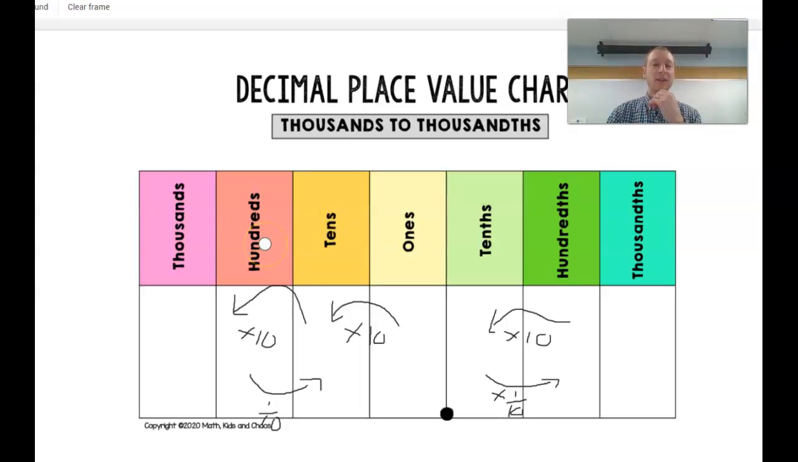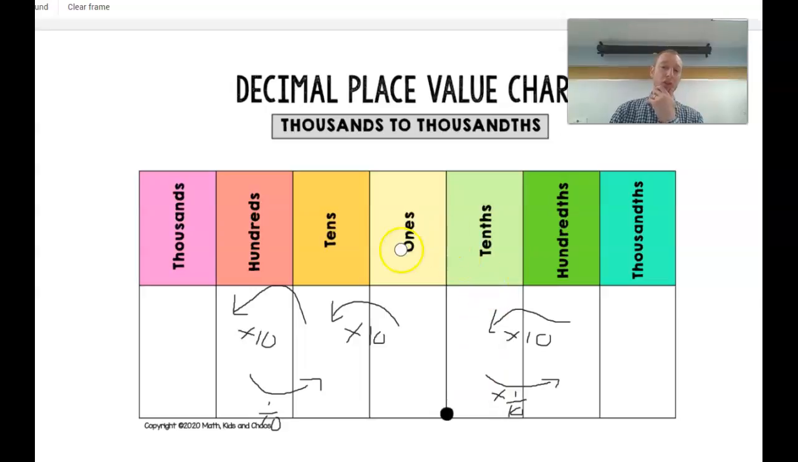So the hundreds place is 10 times bigger than the tens place. And on the other hand, the tens place is 1/10 of the hundreds place. So if we go to the left, we're getting 10 times bigger. If we go to the right, we're getting 10 times smaller. Now, if we keep going to the right, past the ones place, we pass this decimal point, and now we are in decimal territory. We're talking about numbers that are less than one part of a whole.